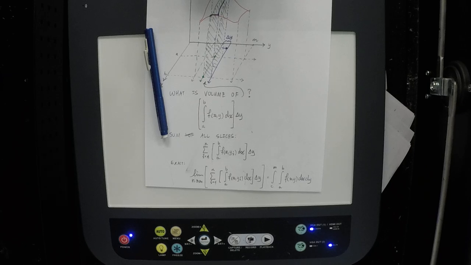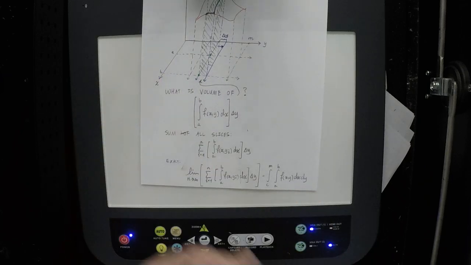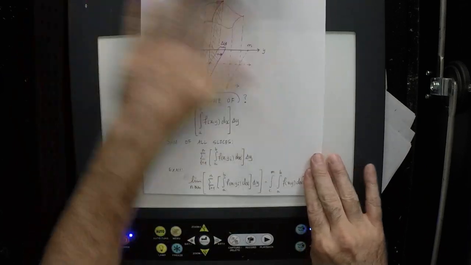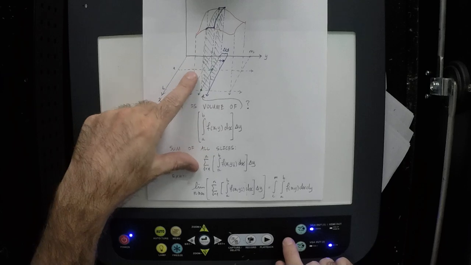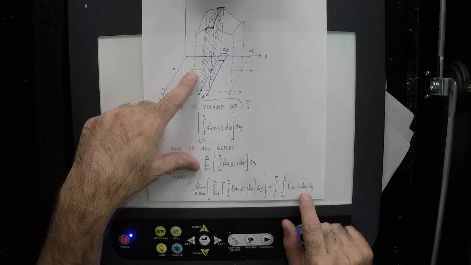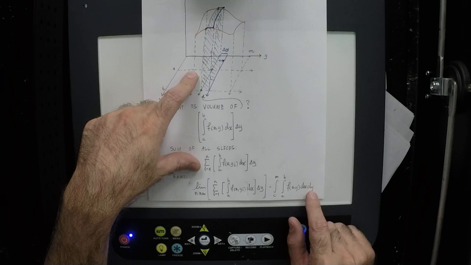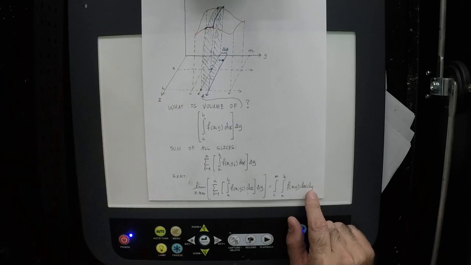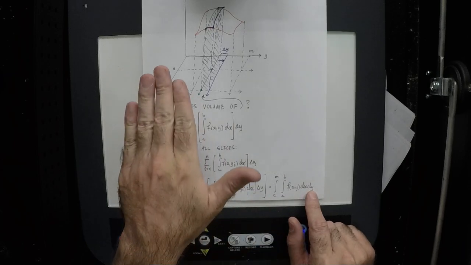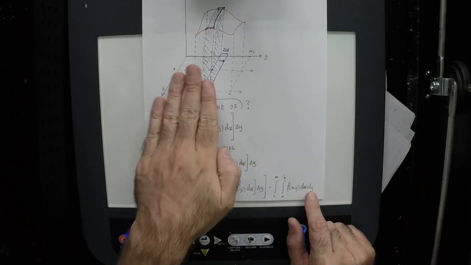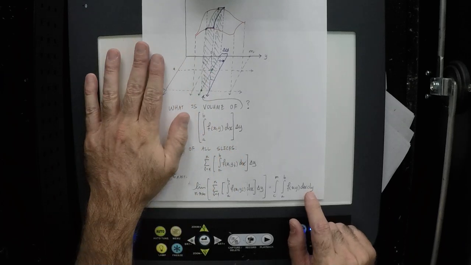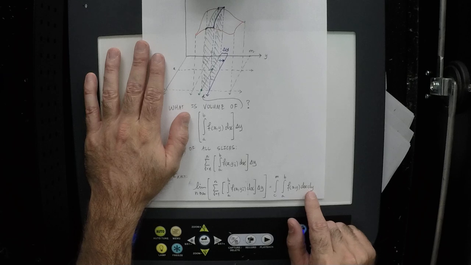Okay, so let's try and test your conceptual understanding here. This picture right here corresponds to this iterated integral, dx dy. What we've done the other order. We did dy dx. What does that have to do with the picture? Or alternatively, how does the picture change if we were doing dy dx instead of dx dy?